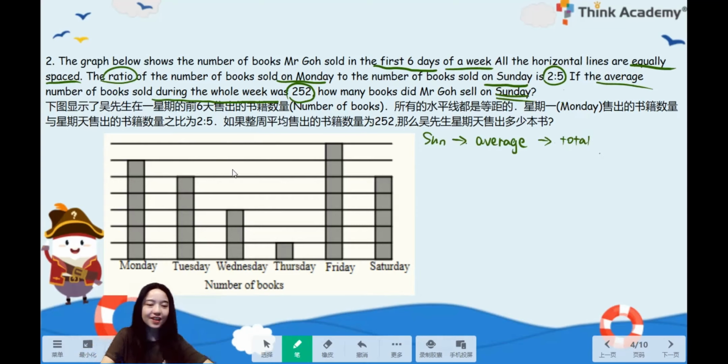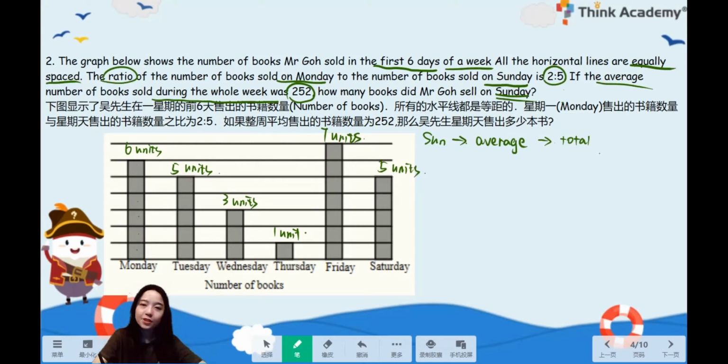Now, let's see. In the graph, we can see Monday has 1, 2, 3, 4, 5, 6 units. And then Tuesday has 1 fewer than Monday, which is 5 units. Then for Wednesday, it has only 3 units. While Thursday sold so little, it has only 1 unit. While Friday sold 7 units. And Saturday sold 5 units, which is 2 gaps fewer than Friday. But in the picture, we don't have Sunday.